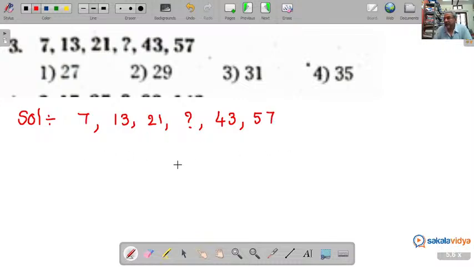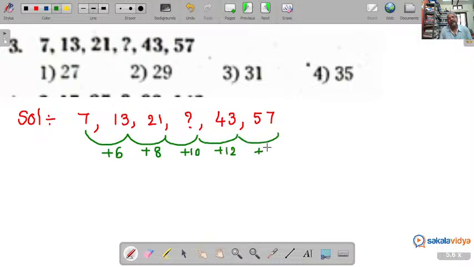So if you observe, this series is increasing, but not rapidly increasing, it is slowly increasing. So that means increasing means actually you can use the difference method. So generally you see 7 plus 6 is 13, 13 plus 8 is 21, okay, 8 plus 2 is 10, let us try like this, 10 plus 2 is 12, 12 plus 2 is 14, let us try. See, 43 plus 14, you will be getting 57. Yes, this series follows this pattern.